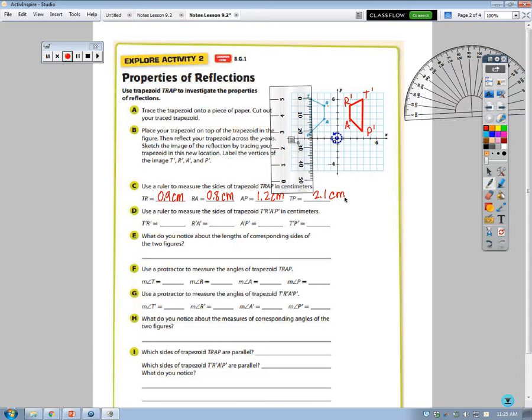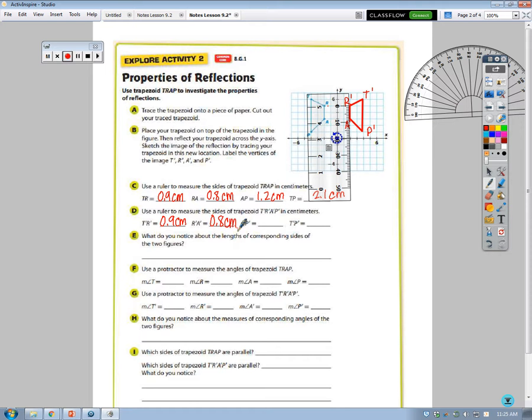Okay, so just like we did with our translations, now we're going to compare this to our pre-image to our image. So we're going to measure the same sides here. We're going to measure side T prime, R prime. And it looks like, again, we're looking at about 0.9 centimeters, 9/10 centimeters. I'm going to measure side RA. I'm going to spin this around here. And we're looking at about 0.8 centimeters again, 0.8 or 8/10 centimeter.